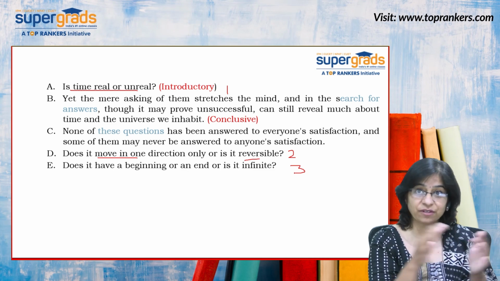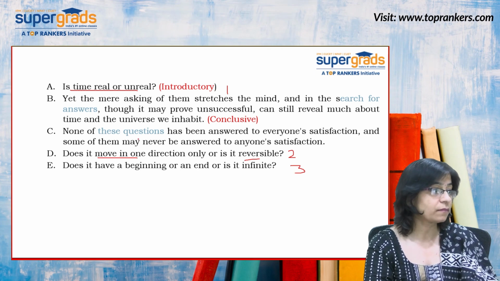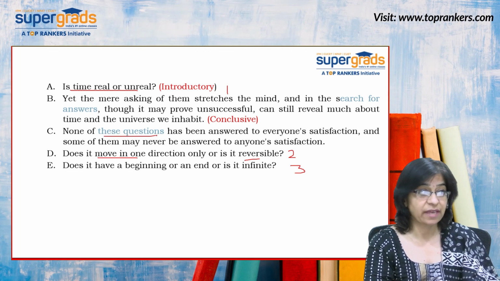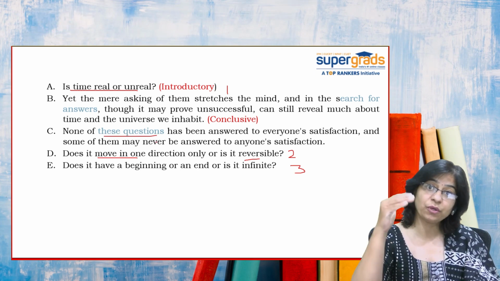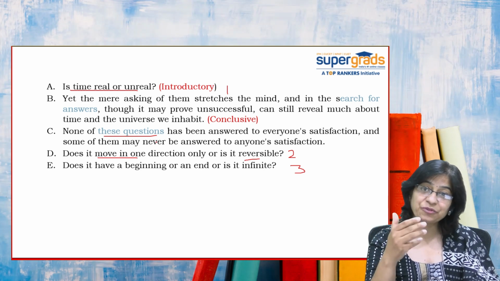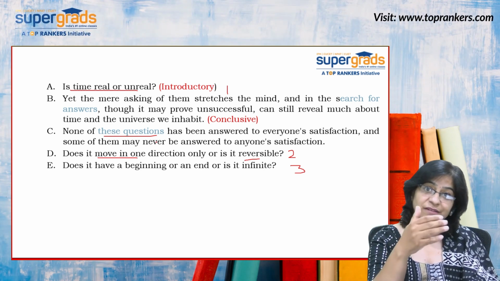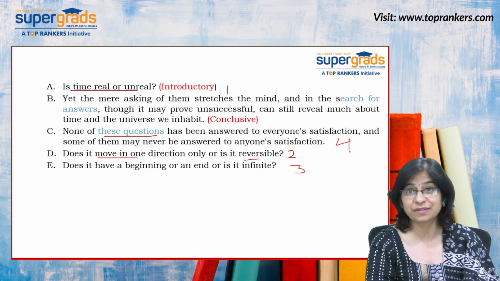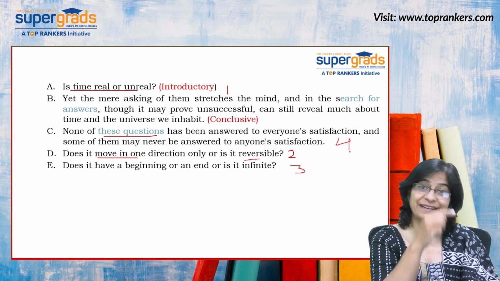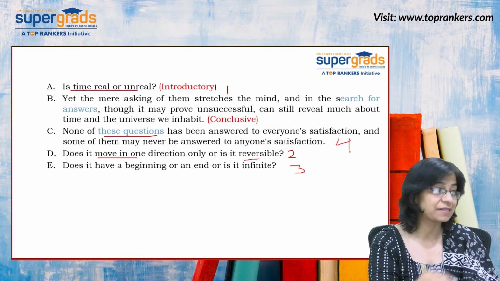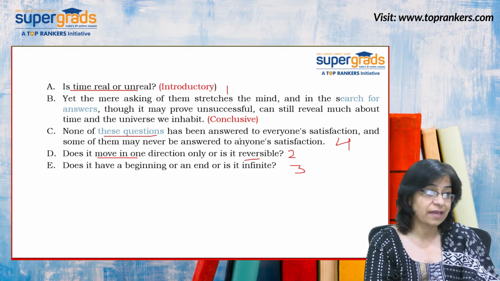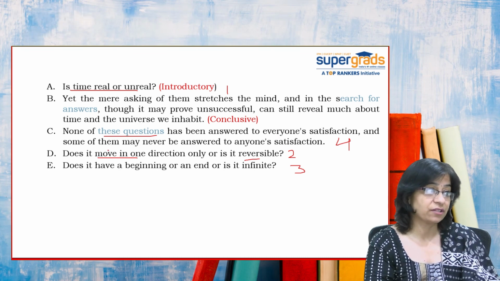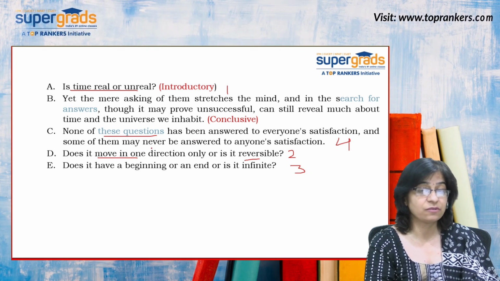Now, let's see if he tries to answer the question. None of these questions have been answered. See, so you put the questions first and then you try to tell us whether these have been answered or they have not been answered. So this clearly becomes your sentence number four because it's directly in sync with the first three statements. So none of these questions has been answered to everyone's satisfaction and some of them may never be answered to anyone's satisfaction. So what we are left with will become your conclusive statement.